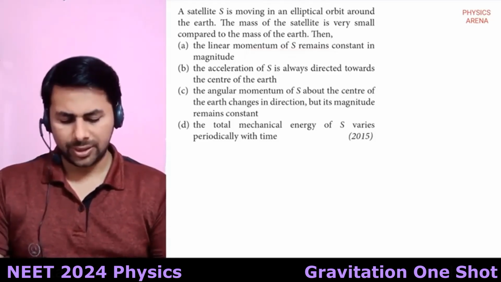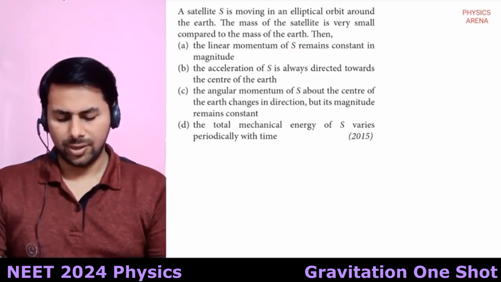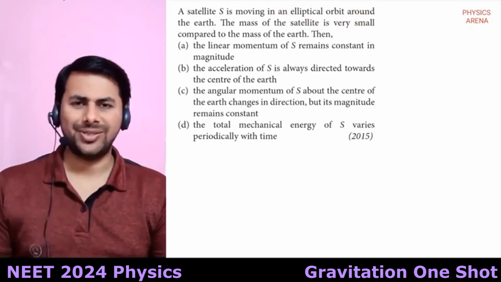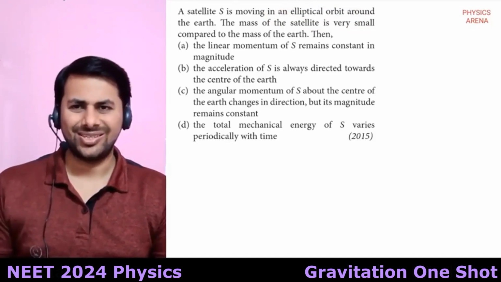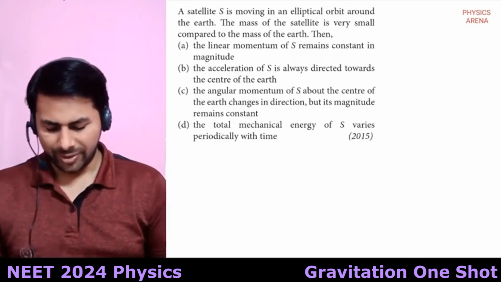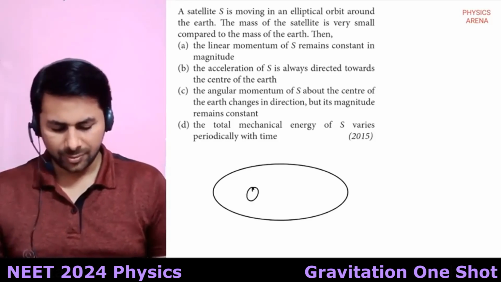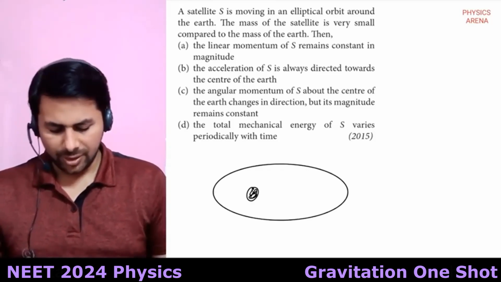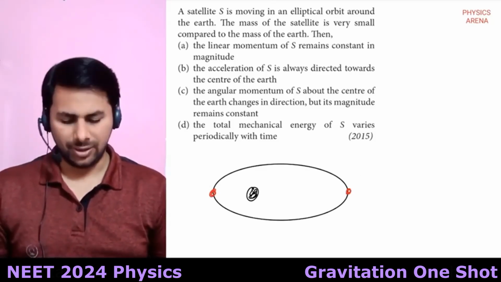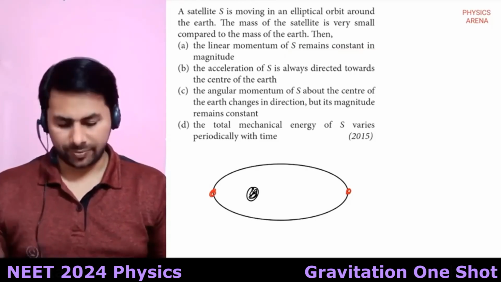Linear momentum, does it remain constant? It is moving in an elliptical orbit. So in an elliptical orbit, what happens? Velocity is not constant. In an elliptical orbit, velocity is highest when it is closest to the planet. If this is the planet, when the satellite is here, its velocity will be highest. It will be lowest when it is here. So linear momentum does not remain constant because velocity changes.